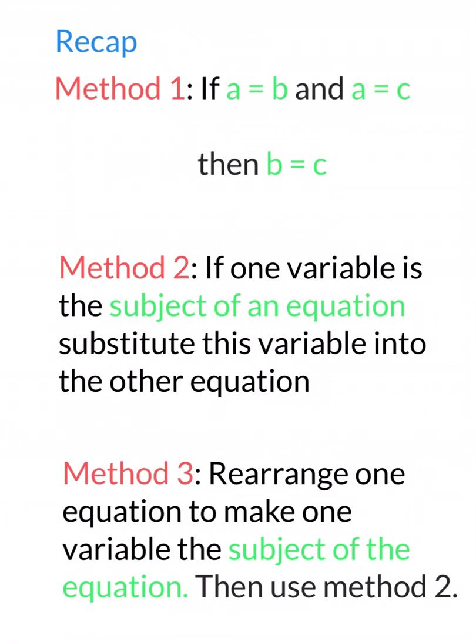So as a recap, method 1: if A equals B and A equals C, then B equals C. Method 2: use the subject of the equation to substitute. Method 3: rearrange one equation to make one of the variables the subject, and then use method 2.